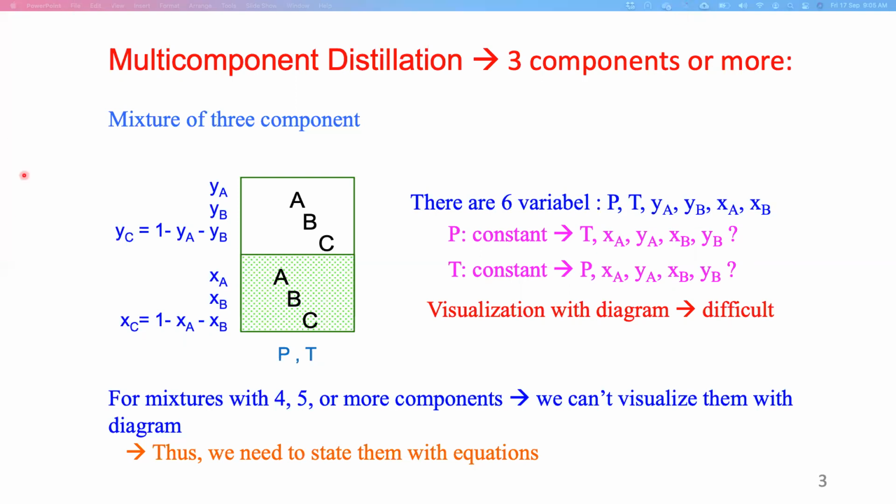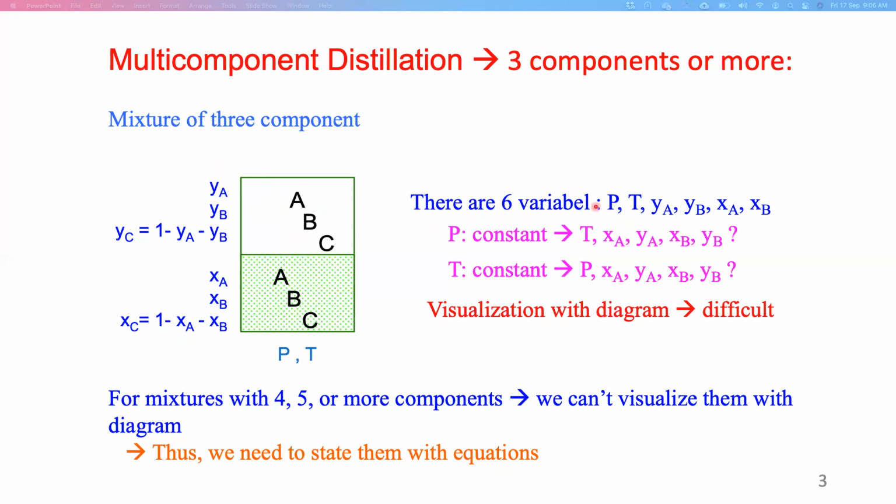Let's have a look, let's say with 3 components. In the 3 components here, we have the condition of pressure and also temperature, and we have the composition XA, the composition of B in the liquid, XB, and also the composition of C, which is dependent on XA and XB, which is 1 minus XA minus XB, okay? And also look at the vapor phase. There is YA, YB, and also YC, which is dependent on YA and YB. So if we combine them together, we're going to have 6 variables. This is only for 3 components.